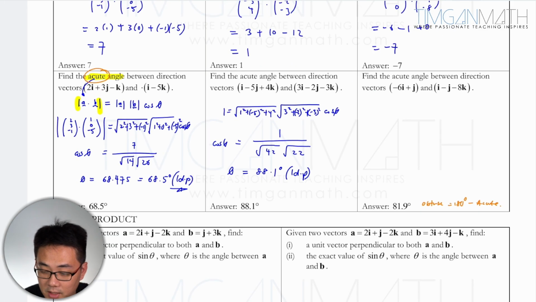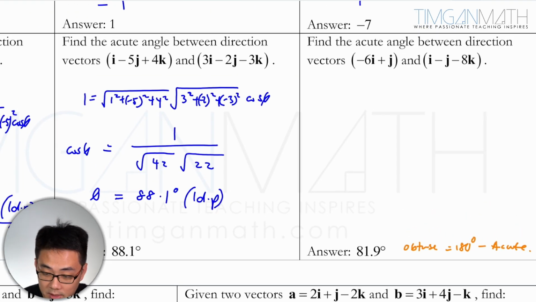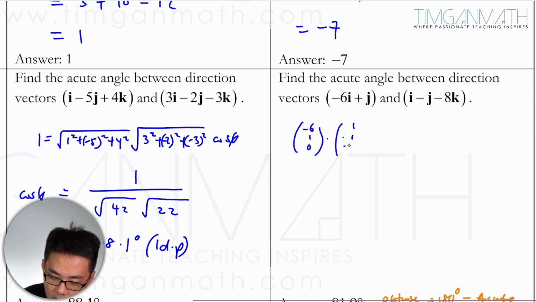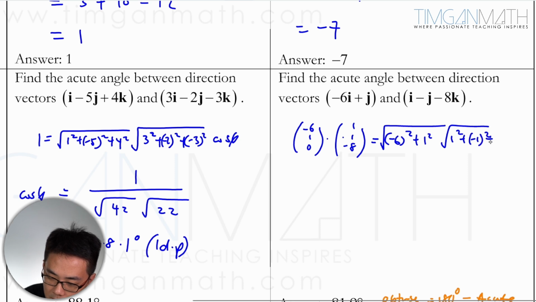Okay, let's say this one here, people. Let's say you forget the modulus in. So you take the dot product. This will just be square root of, okay, maybe I just do this slowly. This is minus 6, 1, 0 dot with 1, minus 1, minus 8, over square root of minus 6 squared plus 1 squared, times square root of 1 squared plus minus 1 squared plus minus 8 squared.